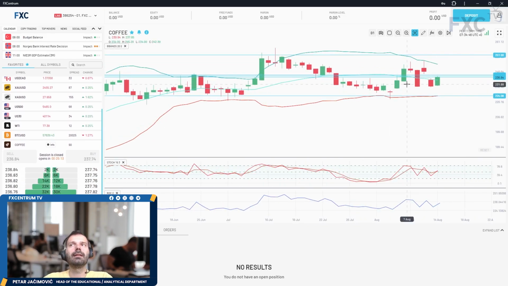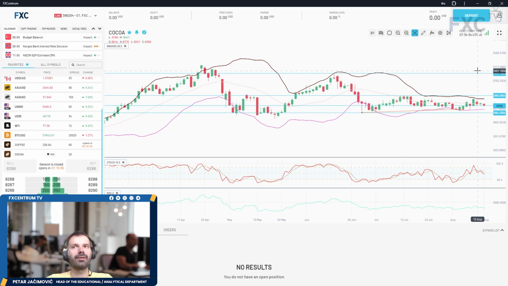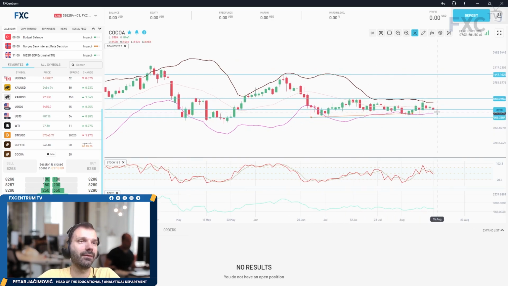Coffee market still inside of the heavy consolidation, just trading around the middle Bollinger Band, no significant breakout. And pretty much same thing with the cocoa. Cocoa is trading already for a few months in this very tight consolidation, and we're waiting for the breakout.